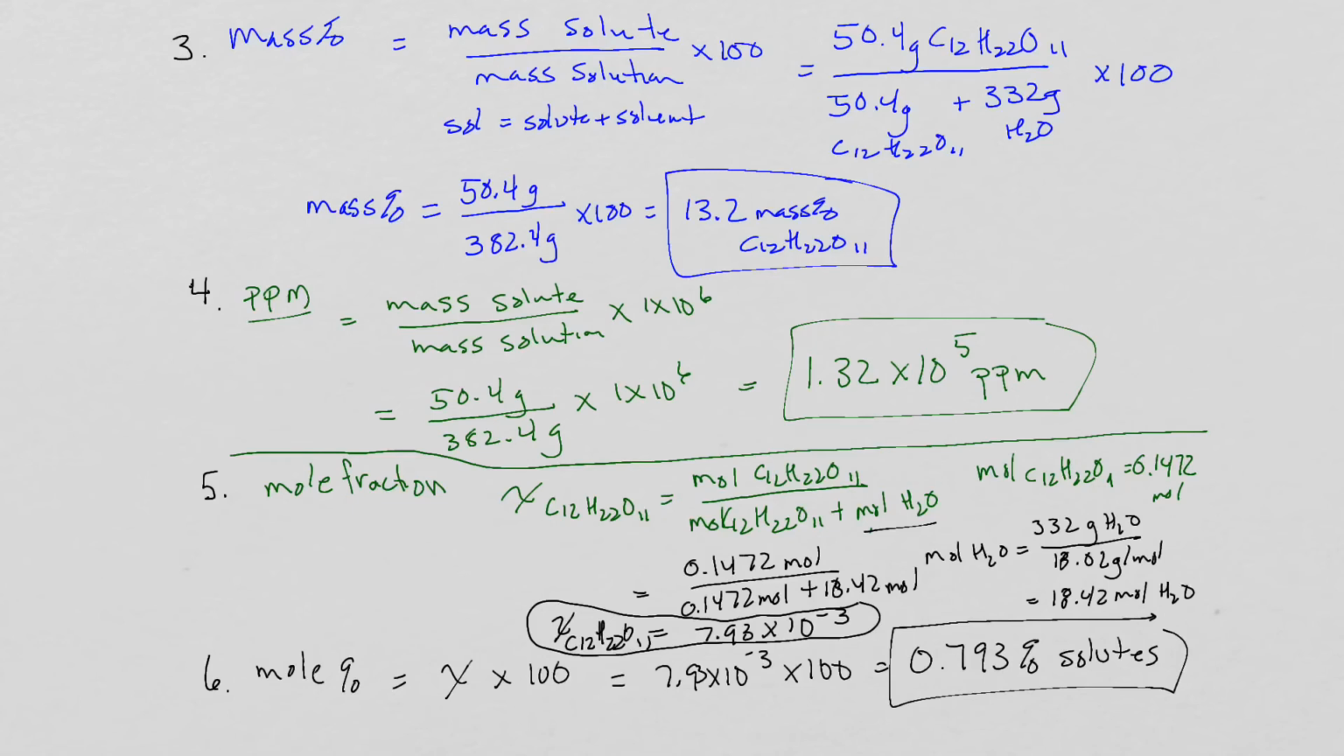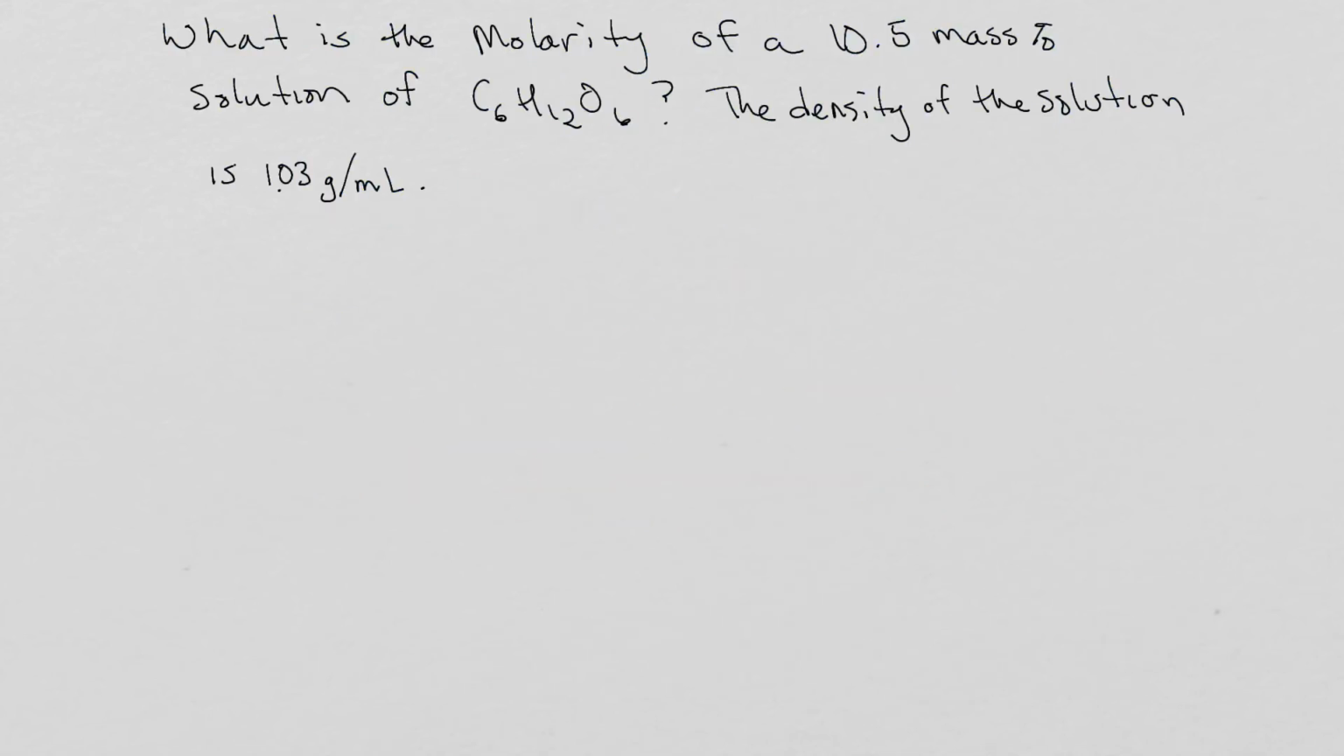Okay, so the last problem I want to do is converting from one concentration to another. So let's say we have this. I want to know what the molarity is of a solution that is 10.5 mass percent C6H12O6. And I'm told that the density of that solution is 1.03 grams per milliliter. Okay, so let's just break this down. So what do I know? Well, the first thing that I know is that I have a 10.5% solution.